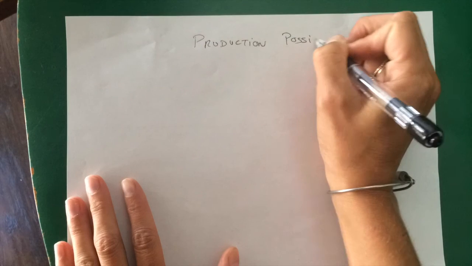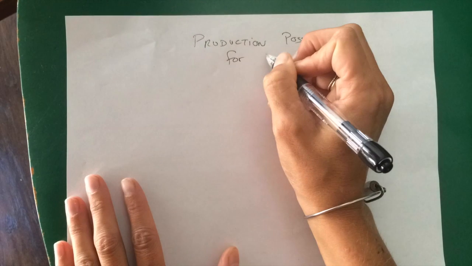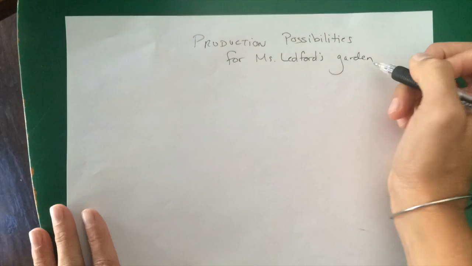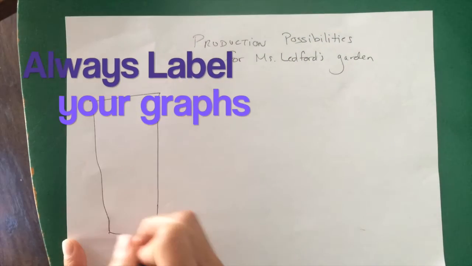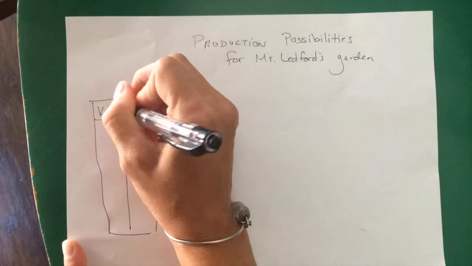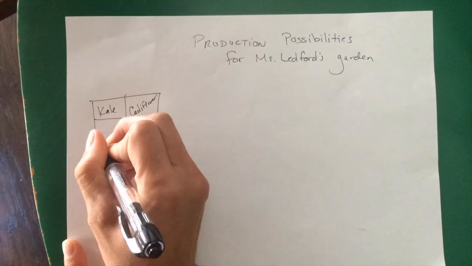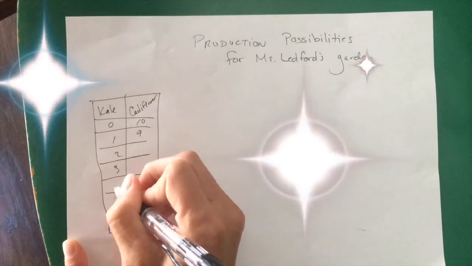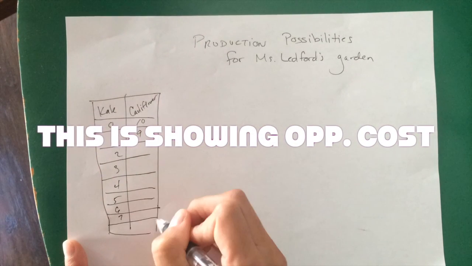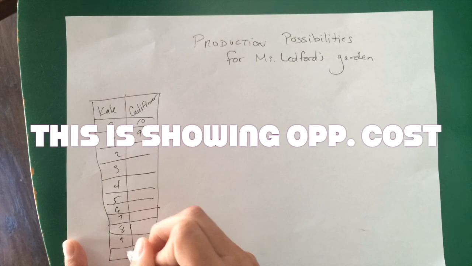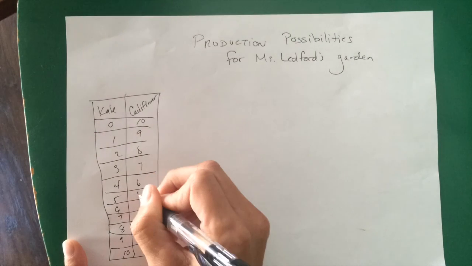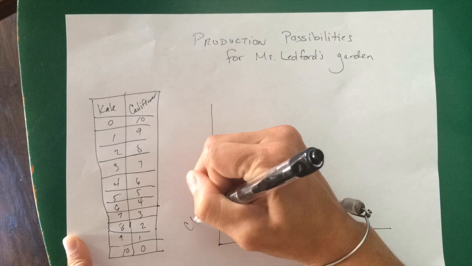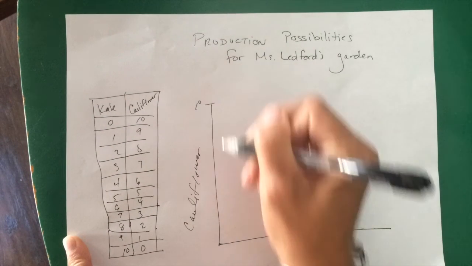We're going to learn how to draw a production possibility graph. Always start by labeling. You want to always give it a title, and you always want to make sure that you label your graph, both sides, the X and the Y. So I always start a production possibility by making a chart of what my 2 products are. Here it's kale and cauliflower. I know it's a 1-for-1 give up. If I plant 1 kale, I have to give up a cauliflower and vice versa. So I can have maximum 10 kale, no cauliflower, or maximum 10 cauliflower, no kale, and then all of the combinations or production possibilities in between.